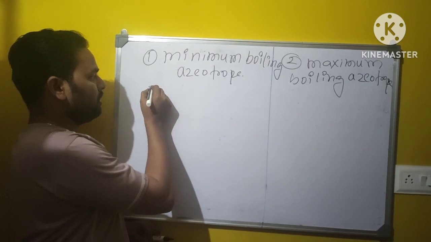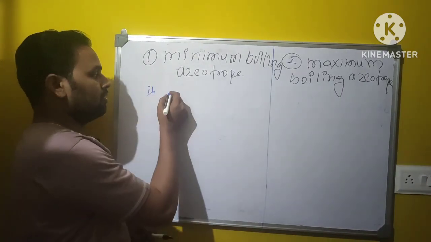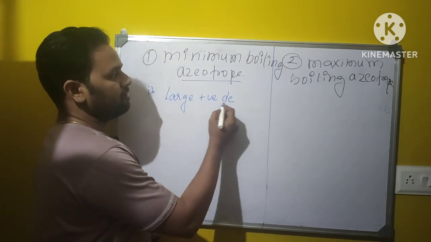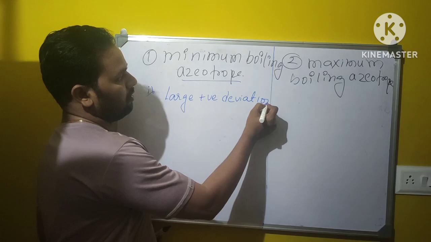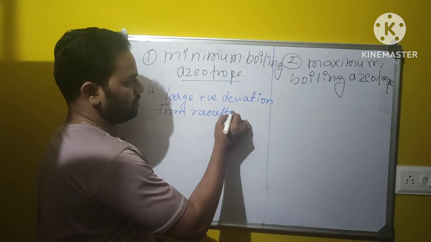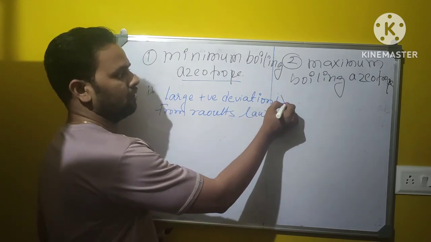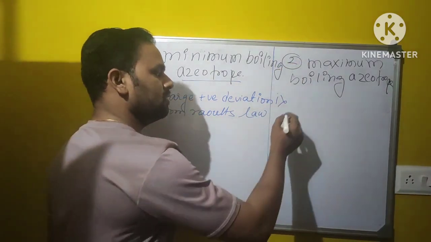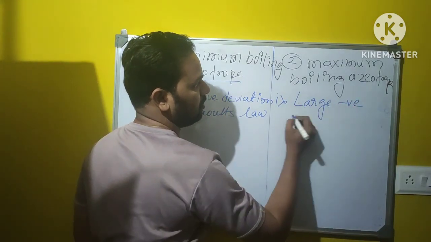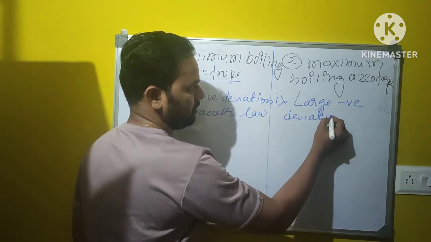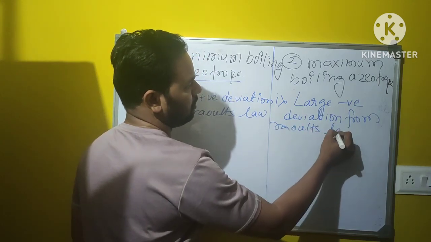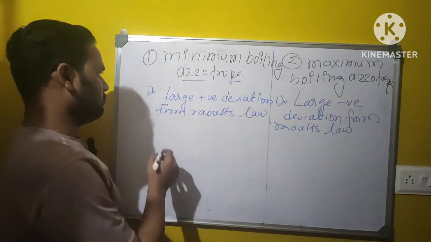Minimum boiling azeotrope means the mixture which shows large positive deviation from Raoult's law. Maximum boiling azeotrope means which shows large negative deviation from Raoult's law.